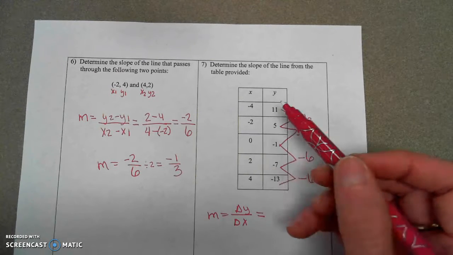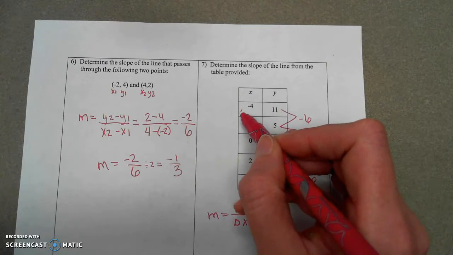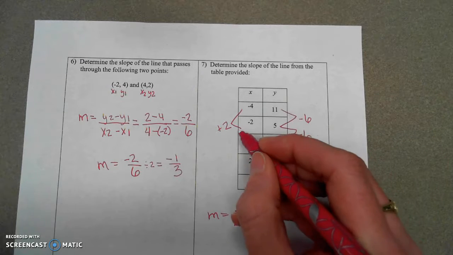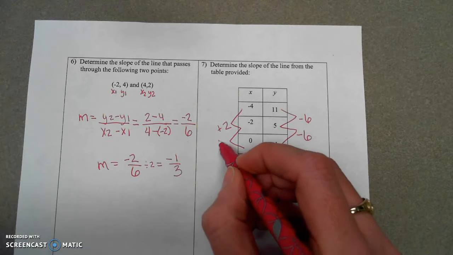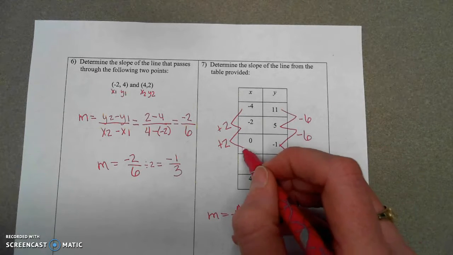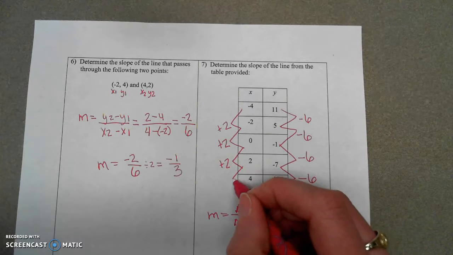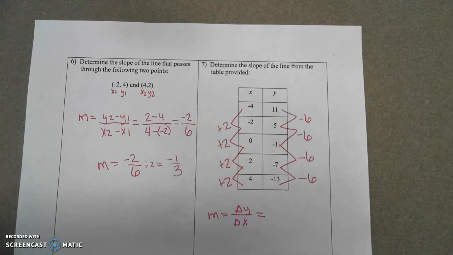Now, if you'll go over to your x values, we have from -4 to -2, I'm adding 2. From -2 to 0, I'm adding 2. And from 0 to 2, I'm adding 2. And finally, from 2 to 4, I'm adding 2.